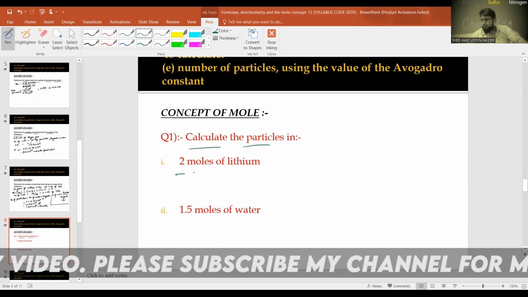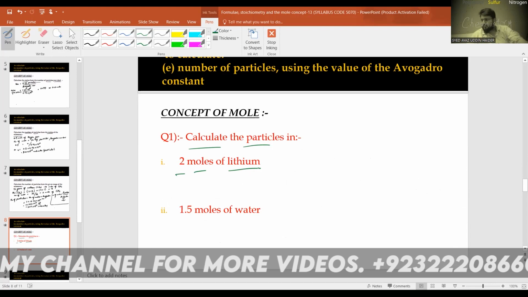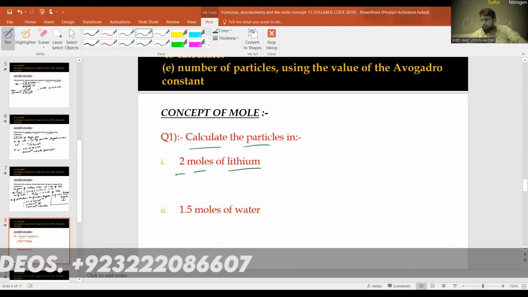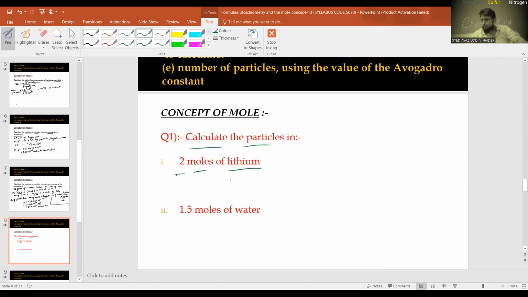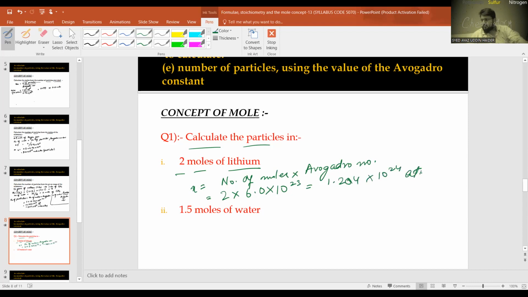Calculate the particles in 2 moles of lithium. You know the formula: you simply multiply the moles, x, equal to number of moles, into Avogadro number. So we'll multiply 2 by 6.02 into 10 to the power 23. The answer will be 1.204 into 10 to the power 23 atoms of lithium. Lithium is a metal.